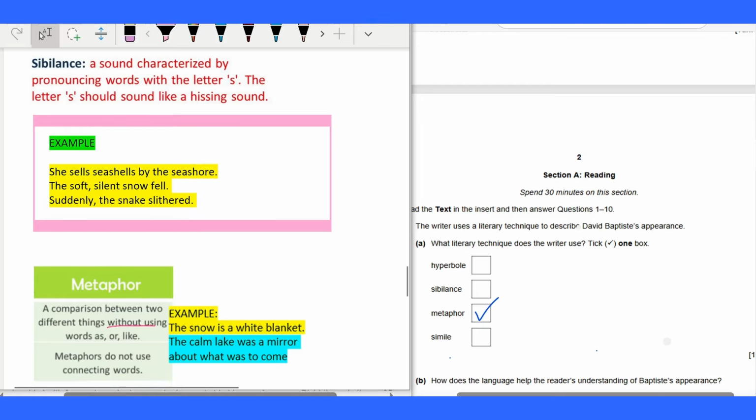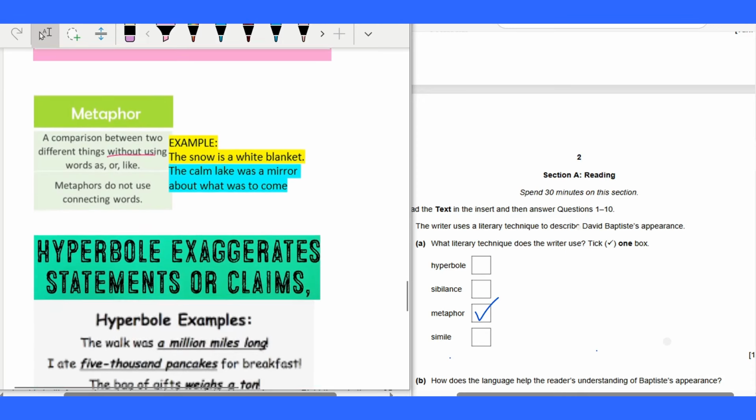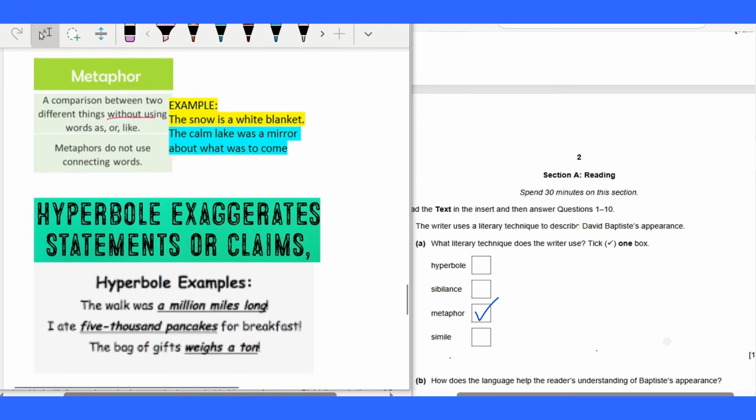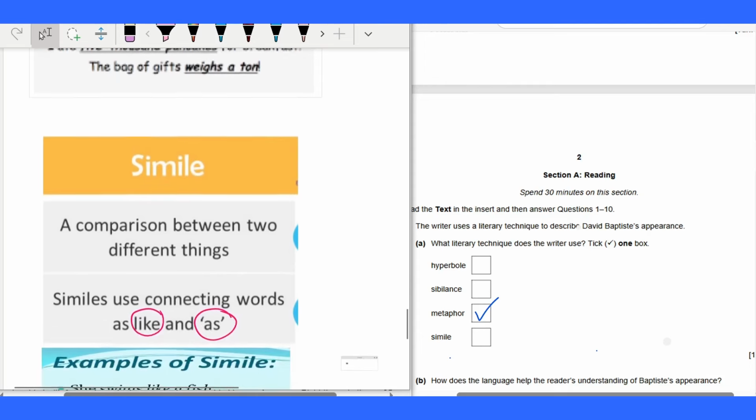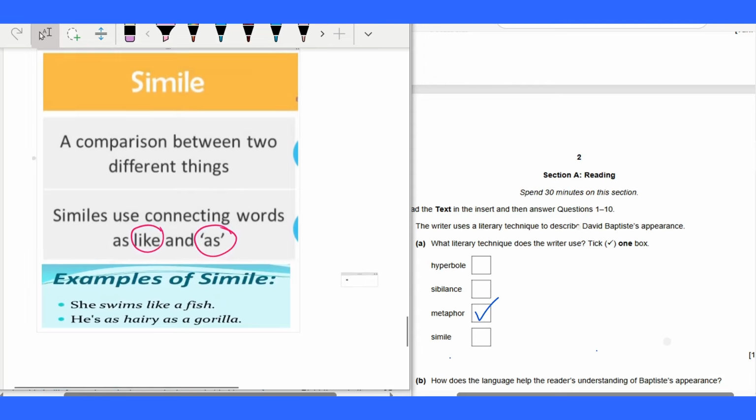Now metaphor is our answer. It's a comparison between two different things without using the word as or like. Metaphors do not use connecting words. Example: the snow is a white blanket. The calm lake was a mirror about what was to come. Simile, on the other hand, is a comparison, but it uses the connecting words like and as. Example: she swims like a fish. He's as hairy as a gorilla.